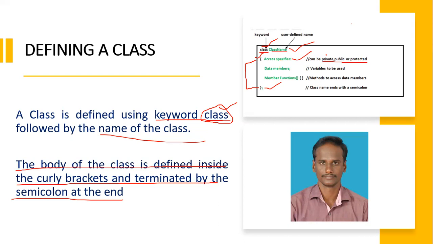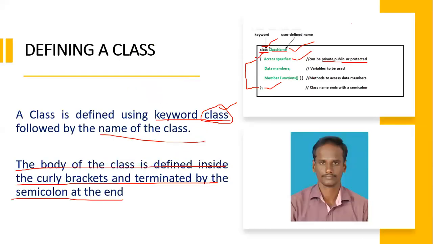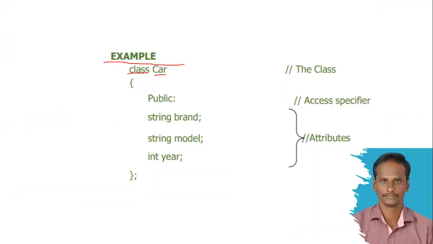Now you just remember private, public, or protected, the access specifiers. So this is the simple example for defining a class. Here the class name is car. You just see the syntax that I said. Class is the keyword. We should not change anything in this. So you just see here, class is a keyword.